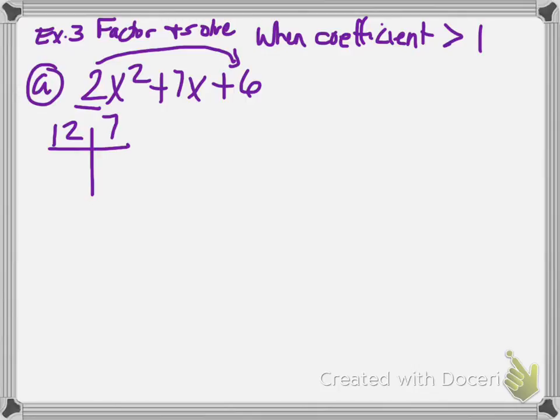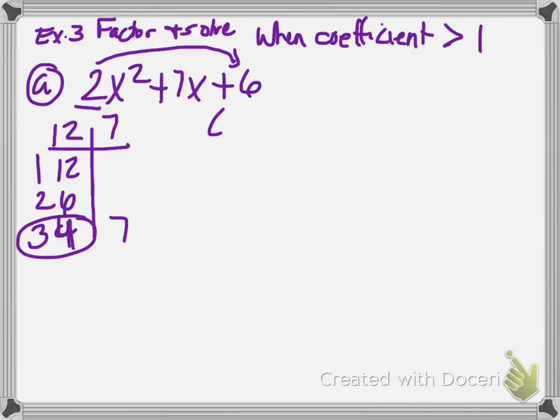So what are my factors of 12? 1 and 12, 2 and 6, and 3 and 4. Everything continues to be the same as what we did before. Now I have to see which ones add up to 7, which in this case would be 3 and 4. So according to what we did last time, it would be x plus 3 and x plus 4. But that's not our answer right there.